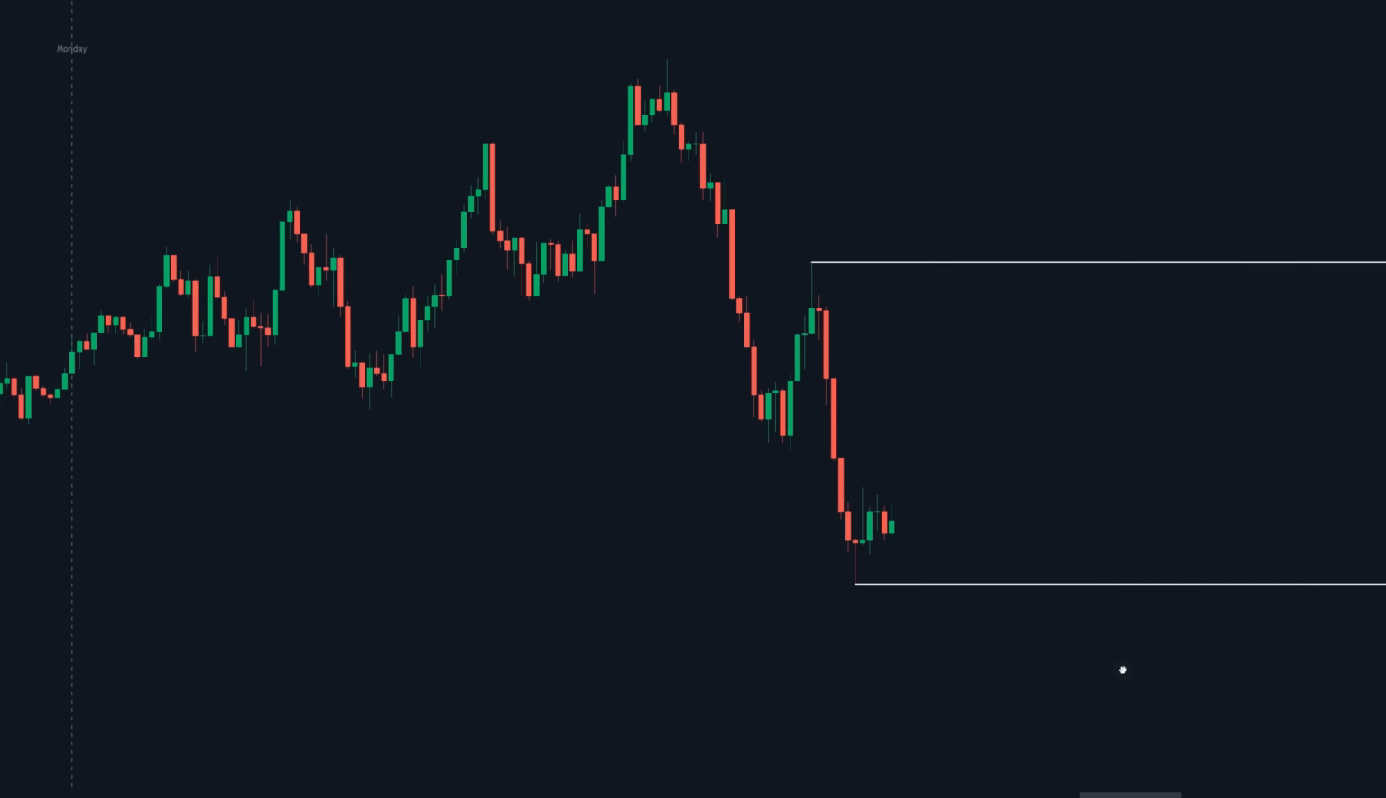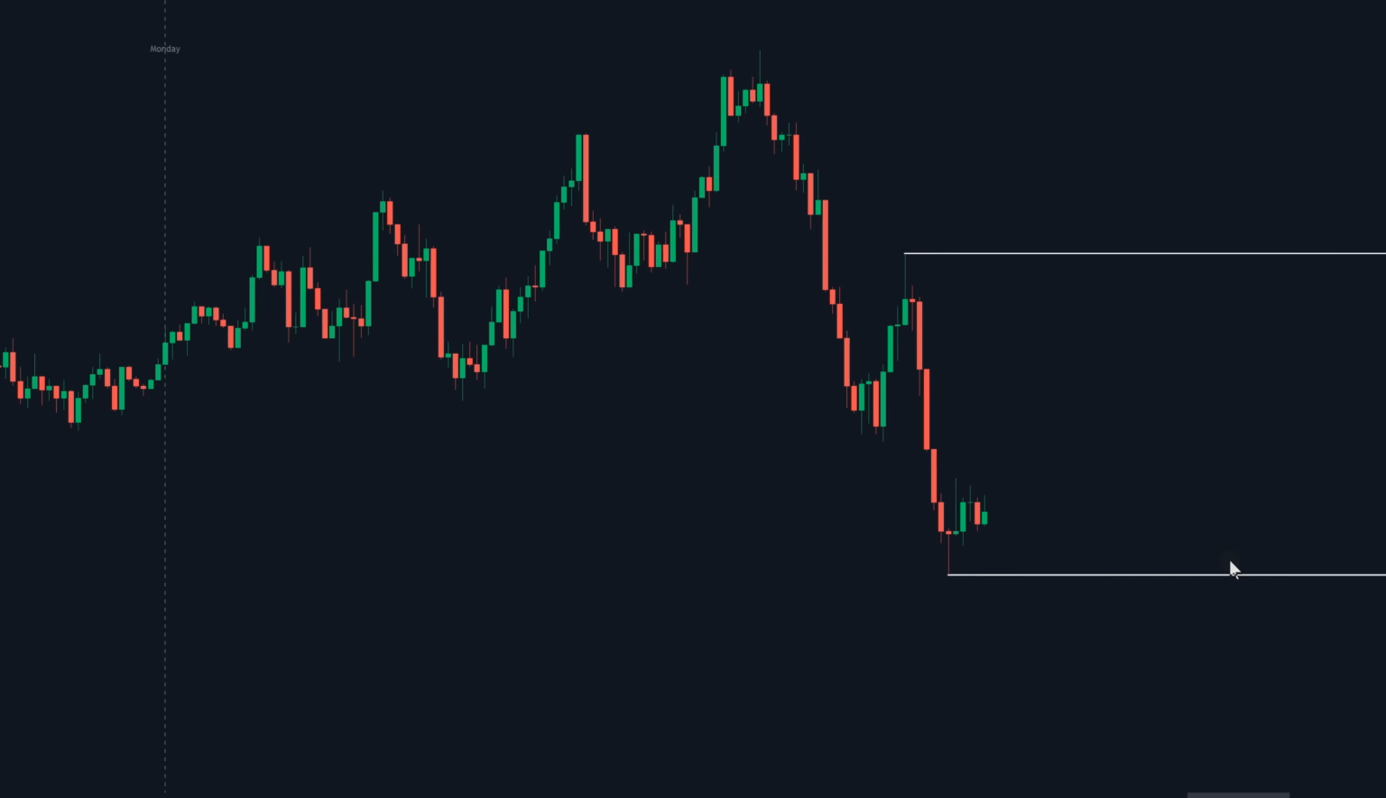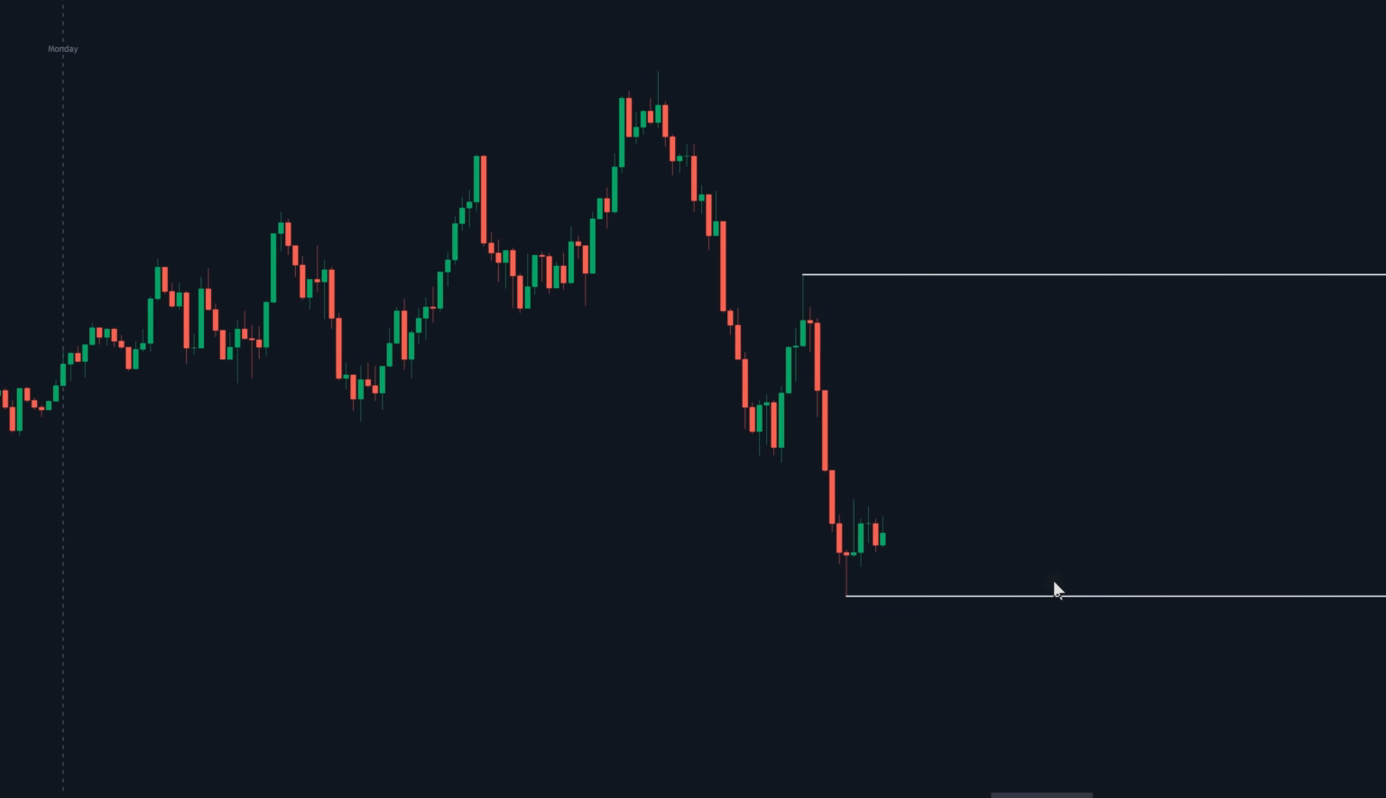open and then waiting for it to break or take out either the buy-side liquidity or the sell-side liquidity. If the sell-side liquidity gets taken out, we're going to be looking for a long position. Conversely, if the buy-side liquidity gets taken out, we're going to be looking for a short position.